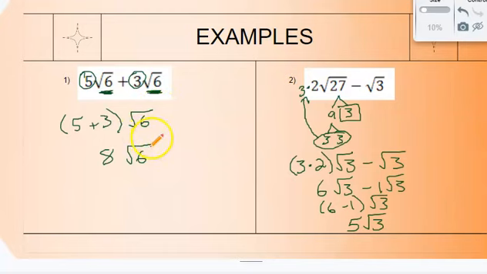For your notes, you should write every step as well. Don't assume that you'll remember what to do when you look back at it. 5 plus 3 is 8. My final answer is 8 square root 6.